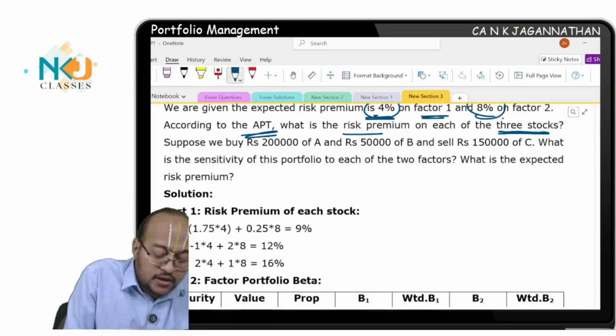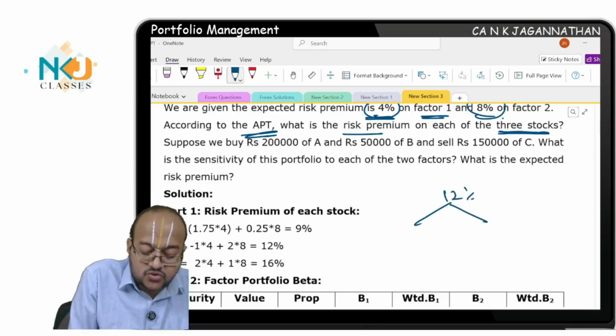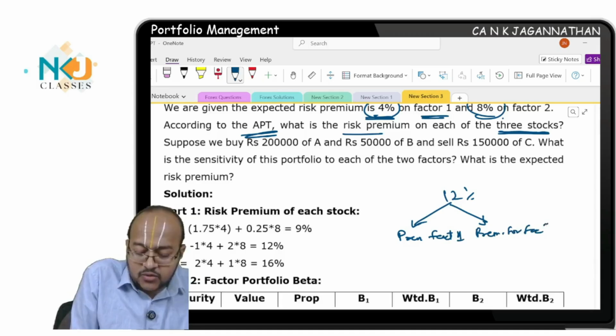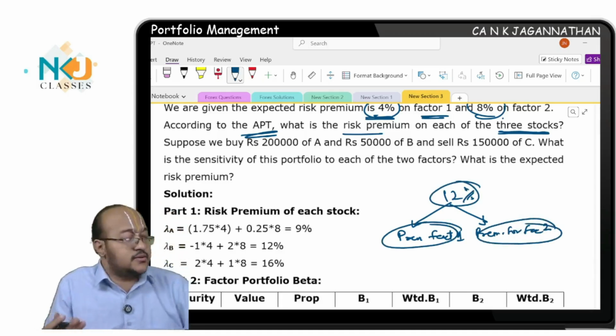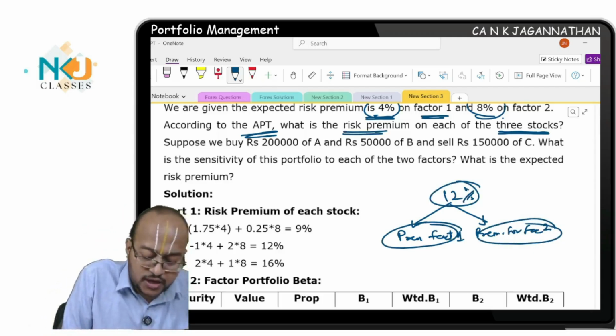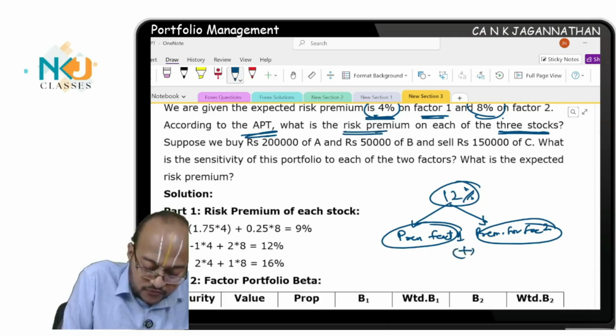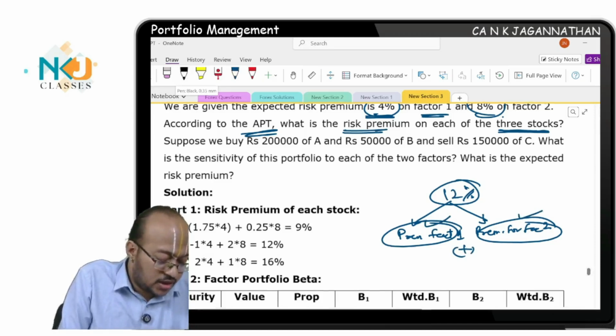This is the total risk premium of the security. This 12% again has to be segregated into risk premium for factor 1 and premium for factor 2. Are you all understanding? Like this, we need to segregate this. Agreed? Now, what they are really asking is the risk premium of each of these two. They are asking us to find factor risk premium 1 plus factor risk premium 2. Add it, you will get the solution. Very simple, I have put it.